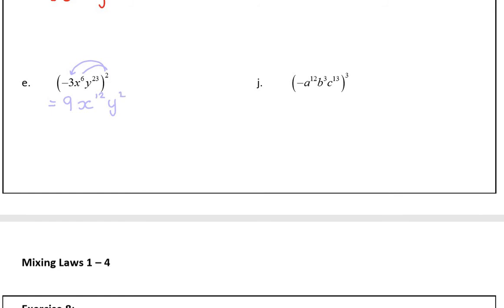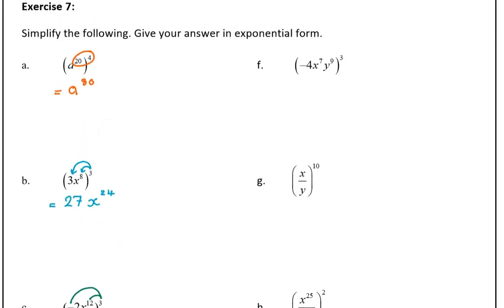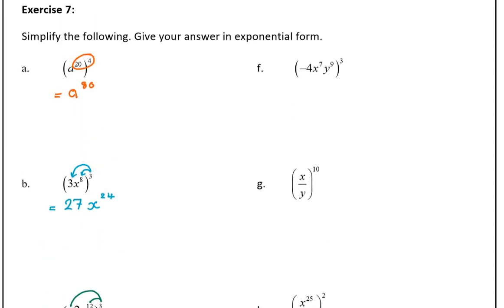23 times 2 is 46. So the only thing that's going to trip you up is the number. Right, going back up to F. Oh, be careful, this is negative 4 cubed. So that's negative times negative times negative, which is negative. And 4 cubed, I think, is 64.